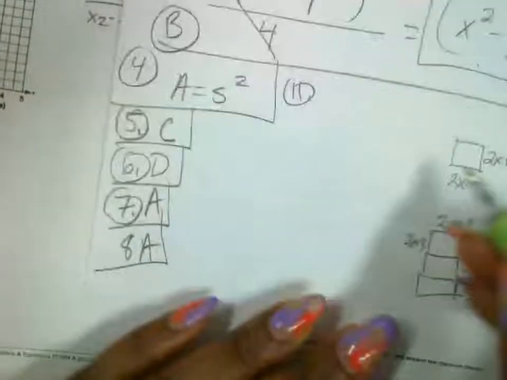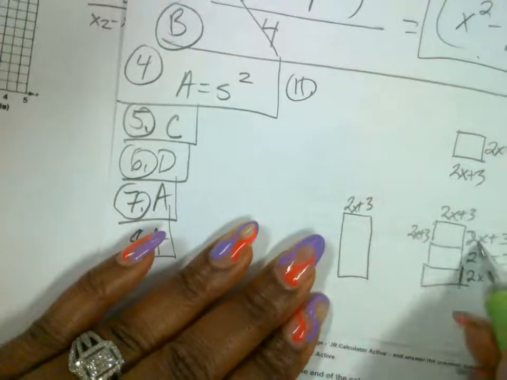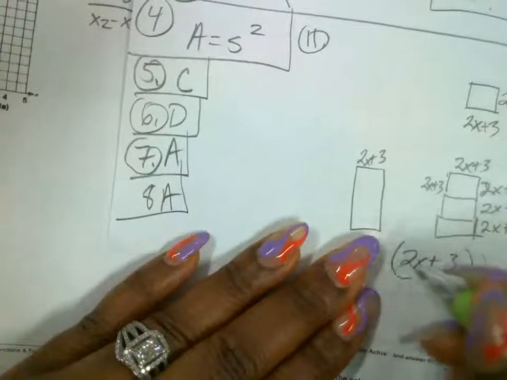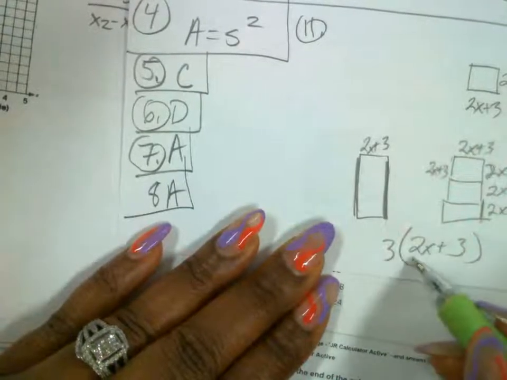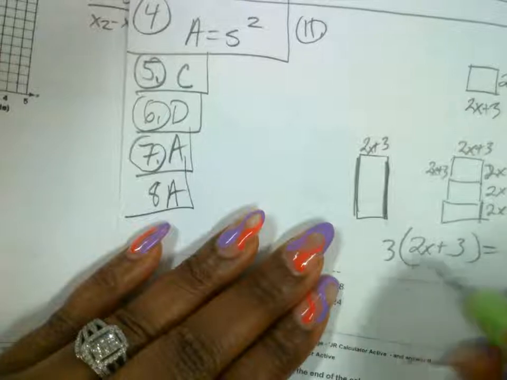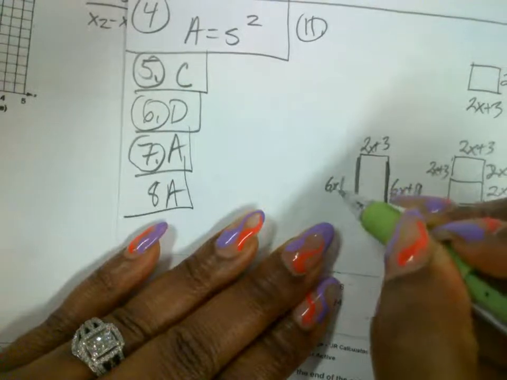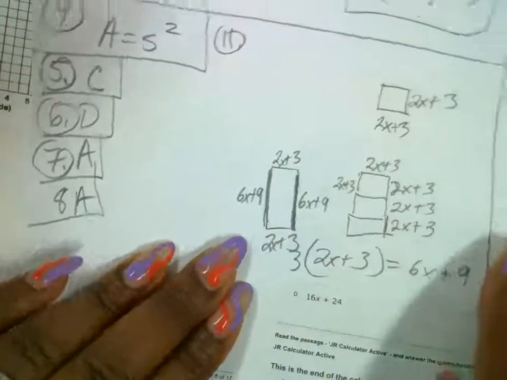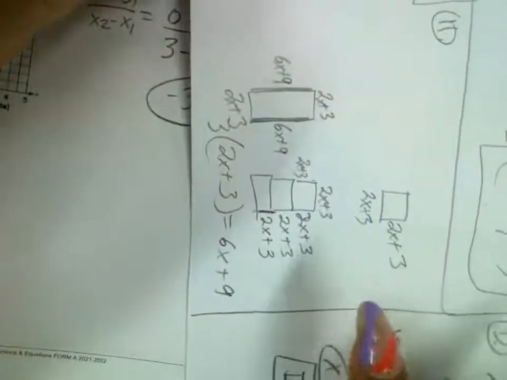So if I draw my rectangle here, this is 2x plus 3. And this would be 2x plus 3 times 3. So let me multiply 2x plus 3 times 3 to see what I get. So this is going to be 6x plus 9. So this side is 6x plus 9, and this side is 6x plus 9. And this is 2x plus 3. Okay, do you see that? It doesn't matter which way I turn it, it's still going to be the same. All right, so I got that part out of the way.